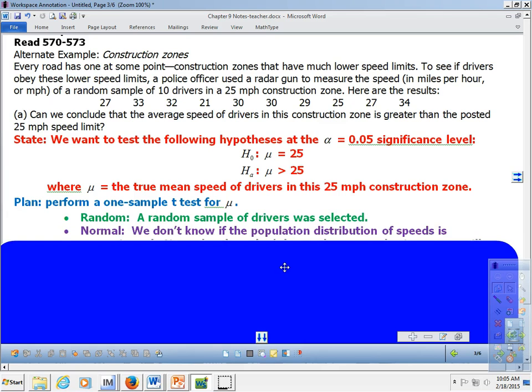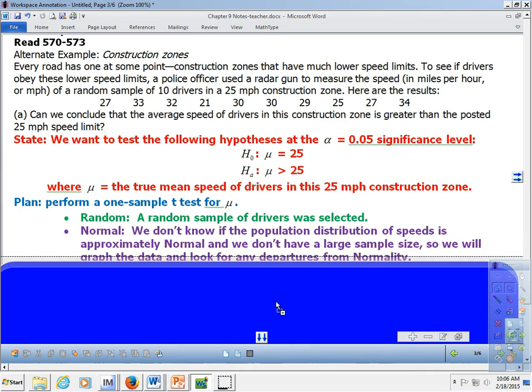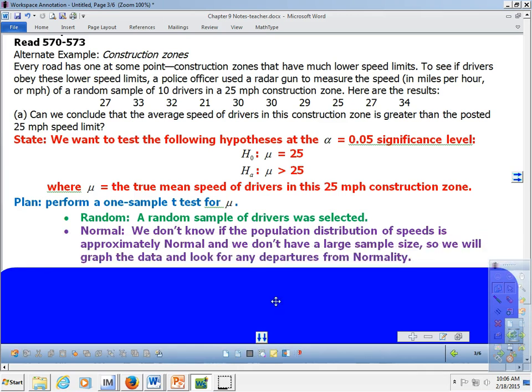Normal? Well, we don't know if the speed of everyone that drives through there is normally distributed. We don't know what the population distribution of speeds is, and our sample size is less than 30. So we're going to have to plot the sample data and look for any departures from normality, again, from skewness and outliers.